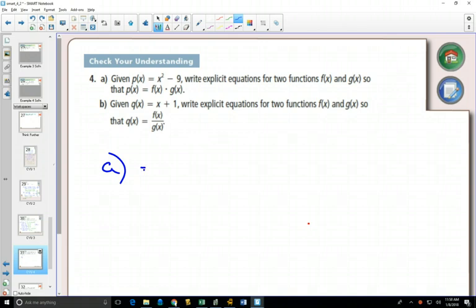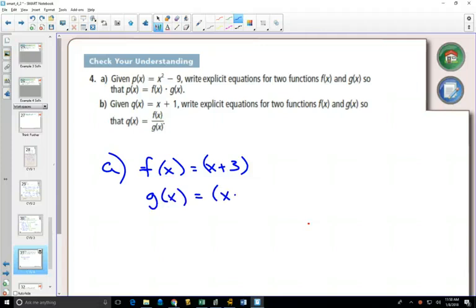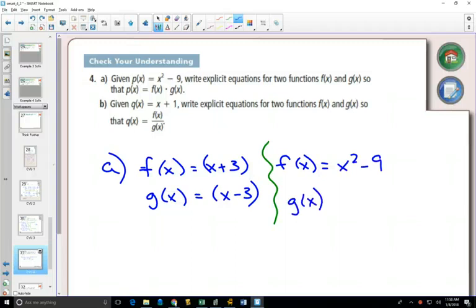And if I factored it, one of the factors could be x plus 3, and the other factor could be x minus 3. That would be what I think this question was leaning towards. But if you made f of x exactly the same thing you started with, what does g of x have to be to make that work? It has to be 1, because anything times 1 stays the same.